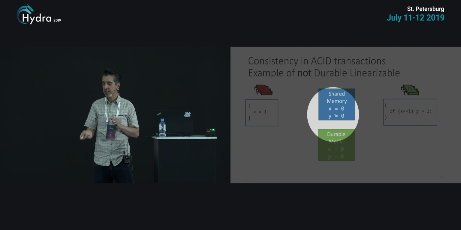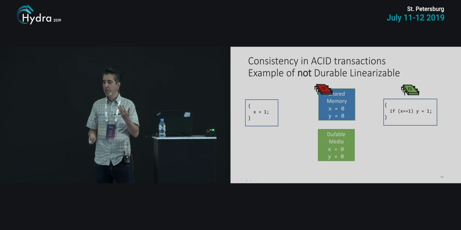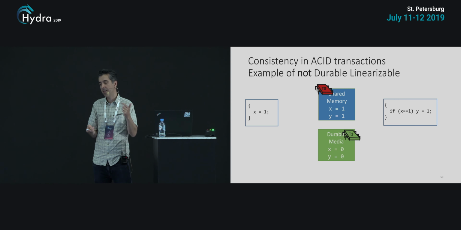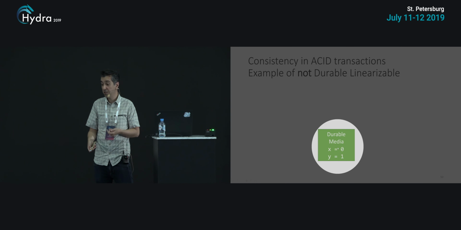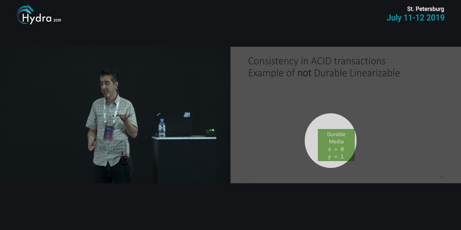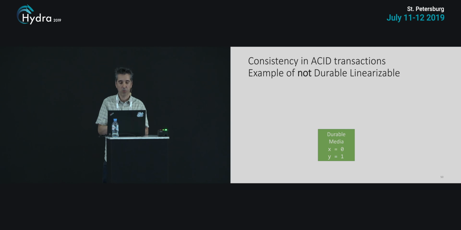And in shared memory, they start as 0, and in durable media, they also start as 0. So thread 0 goes there and changes x, and then thread 1 sees that x is 1 and changes y to 1. And the next step is, for some reason, thread 1 goes before and makes the data durable. So now what we have is a case which shouldn't happen. It was okay for shared memory, but once we made it durable, now this doesn't play well anymore. Now you have corrupted or inconsistent data.